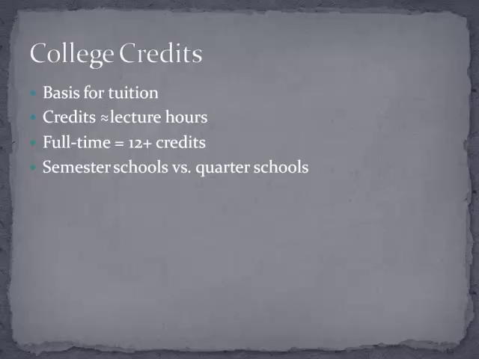But labs or internships have more hours per credit. So, for example, Biology 160 is 7 hours per week, but it's a 5-credit class because of the lab hours that are added to it. It's usually 2 hours of lab equal 1 credit, something like that. And that varies per college.